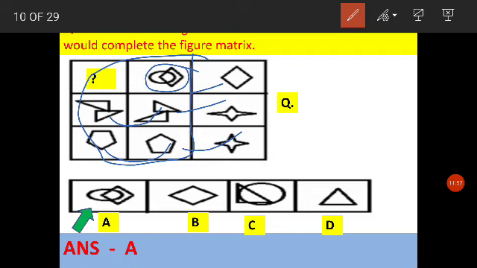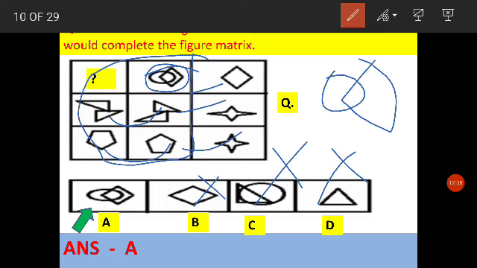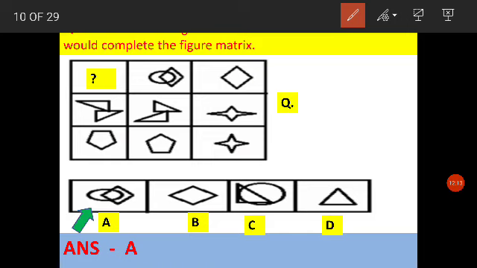Then there's a circle and a diamond. So we basically need a circle and a diamond in some position. This is not possible. This is not possible. This is not possible. Here you have the combination. But the point to note is that these two are similar. But this is the only choice which fits in. So our answer is A.